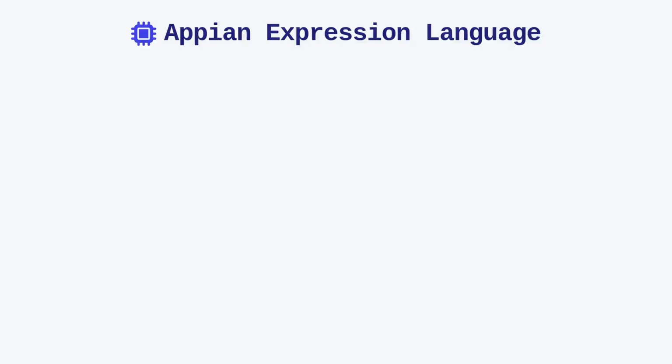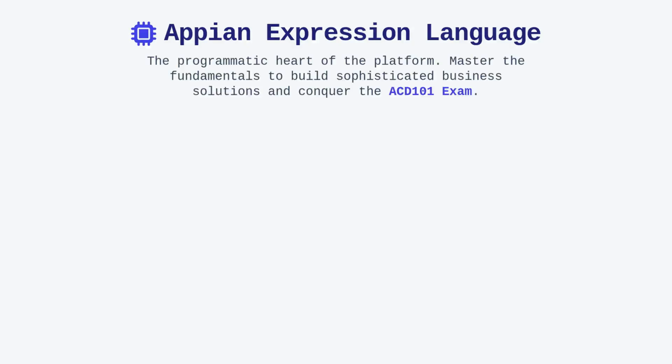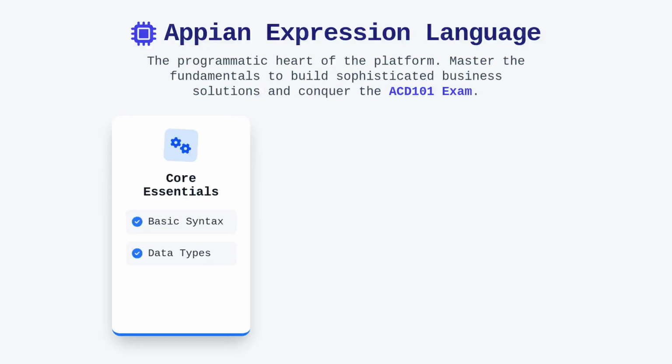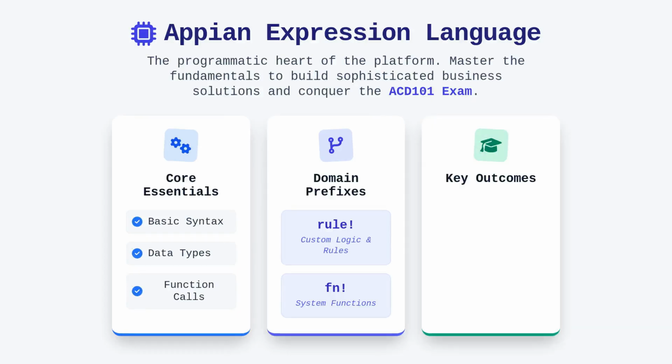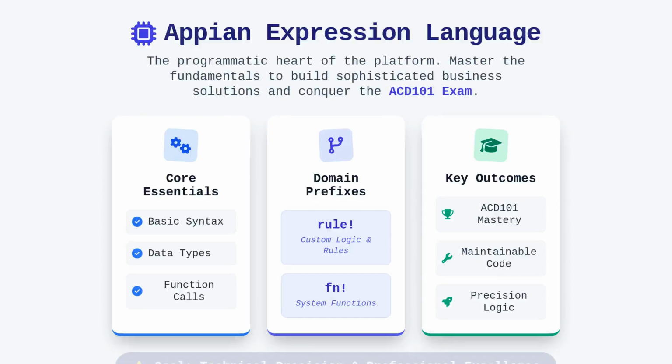In this chapter, we will master the Appian expression language, which is the programmatic heart of the platform. We will explore everything from basic syntax and data types to calling functions and utilizing domain prefixes like rule and fn. Mastering these fundamentals is the single most effective way to elevate your development practice and pass the ACD101 exam with confidence. By the end of this journey, you will possess the clarity and technical precision needed to write maintainable code that powers sophisticated business solutions.